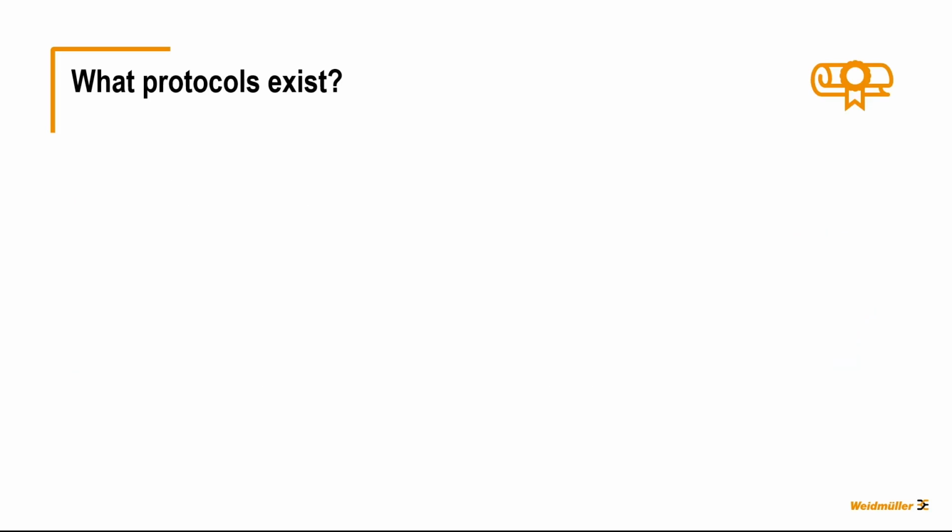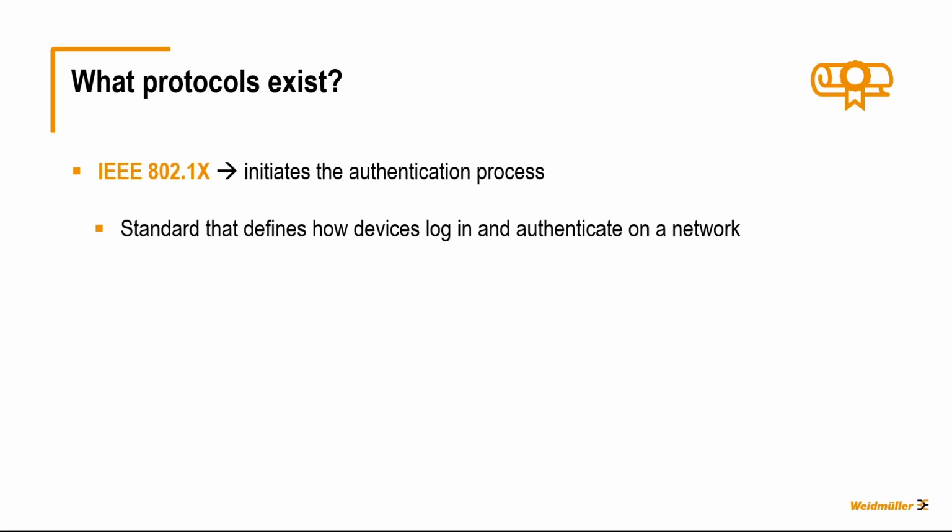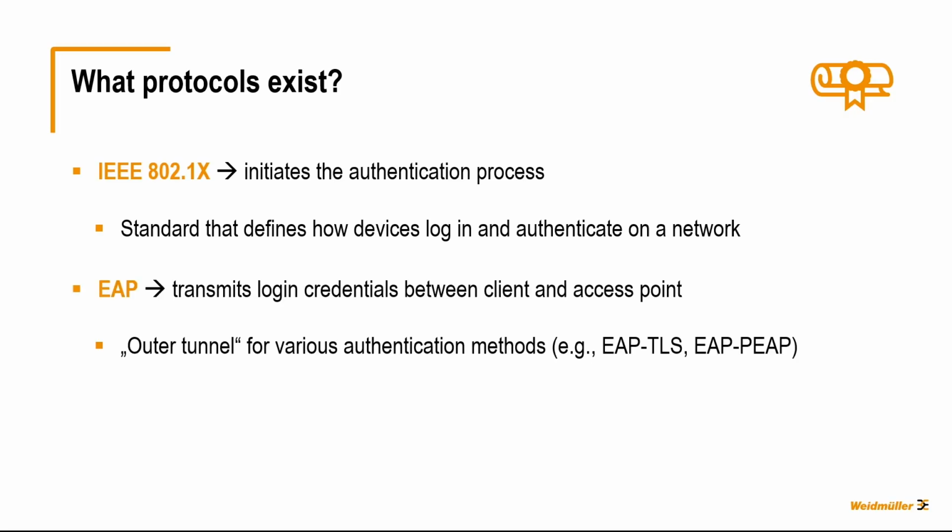Redis authentication needs multiple protocols to work. The first one is IEEE 802.1x authentication. This is the mechanism that allows devices to authenticate in the network to get access to it. The next one is EAP. This is the outer and unsafe tunnel and transfers the login details between the client and the network access server.